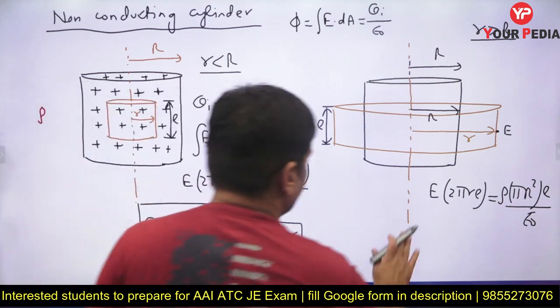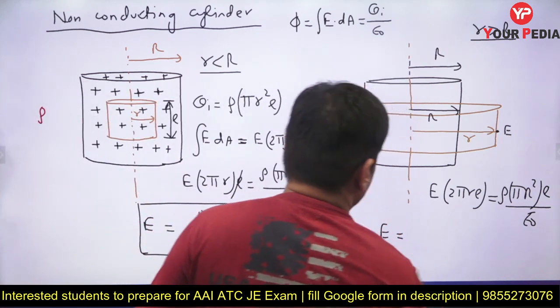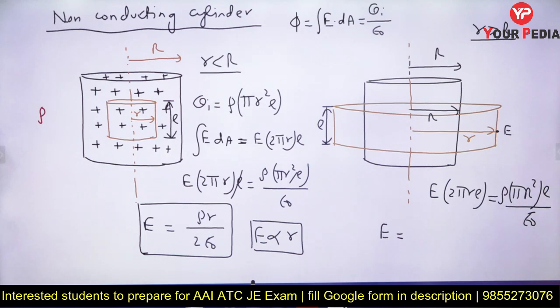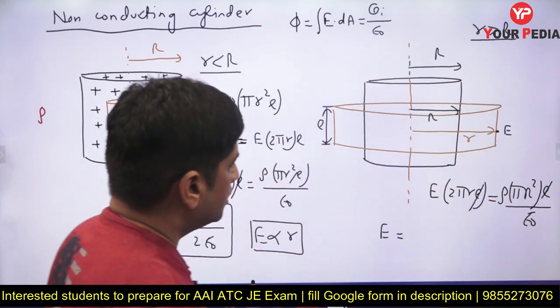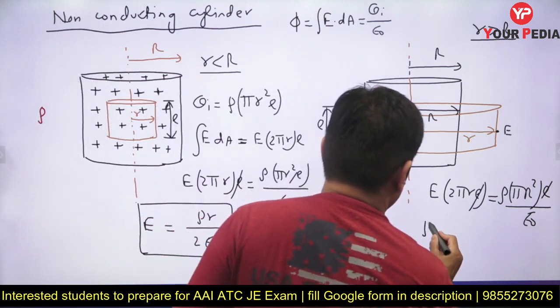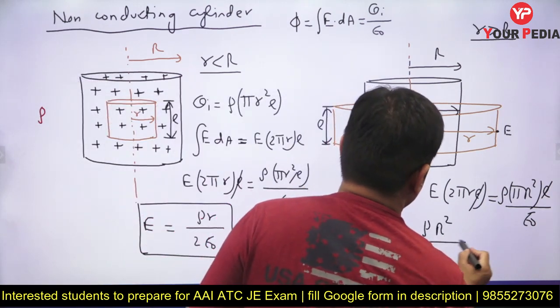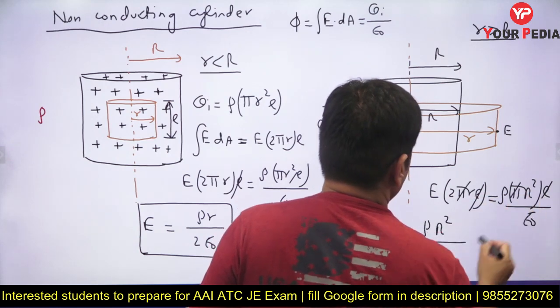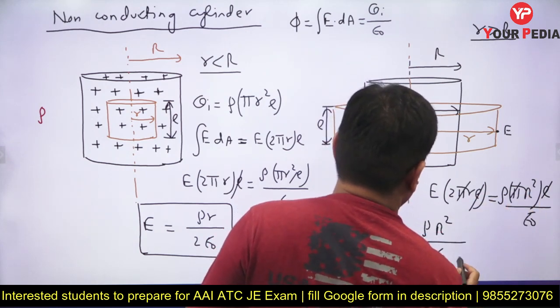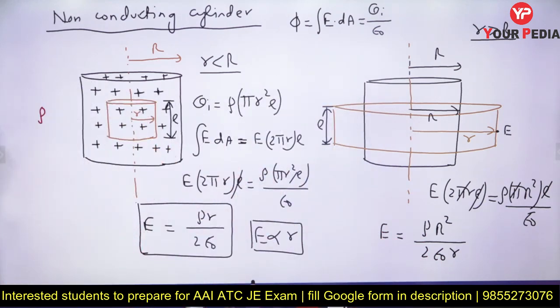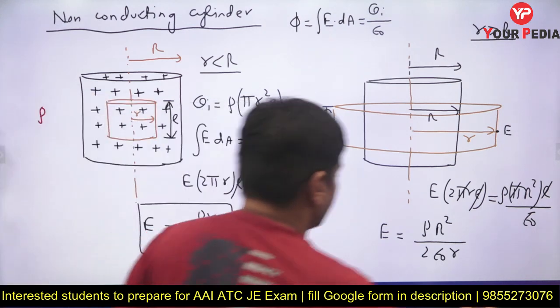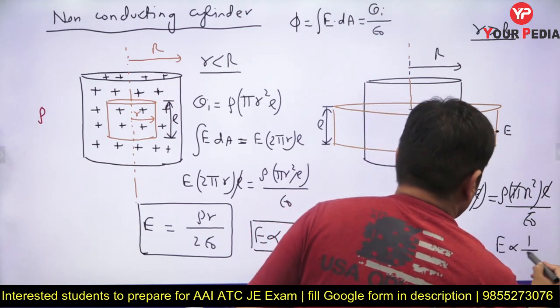So what formula will it become now? What E value are you going to get in this particular case? Now certain things will cancel out, L will cancel out. So this comes out to be rho r square, pi cancels out, 2 epsilon naught into R. So this is the value of the electric field, rho r square over 2 epsilon naught into R. If you see the value now, this is inversely proportional to R.